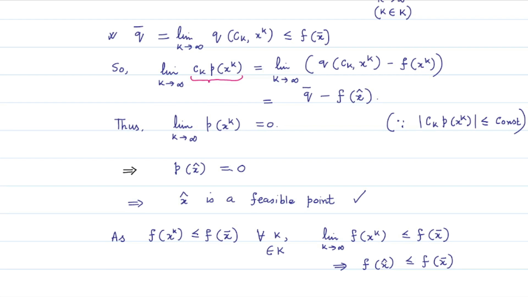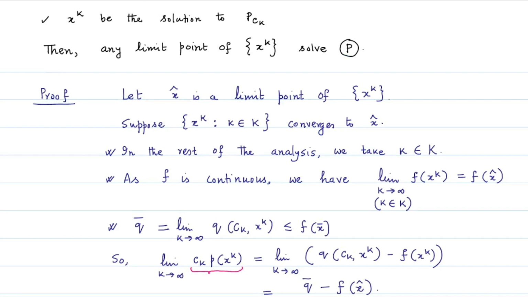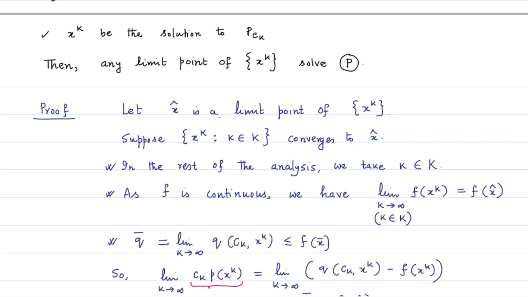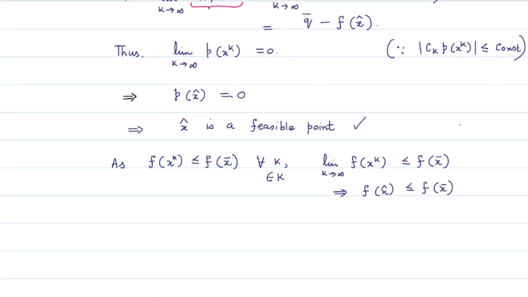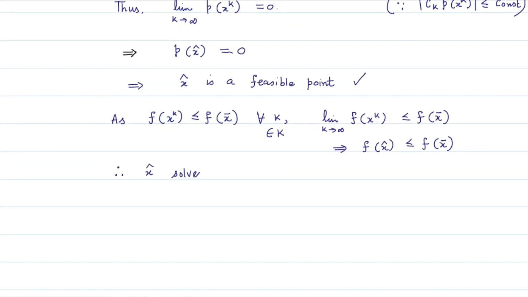And that is precisely what we wanted to prove: that you start with x hat as a limit point, and you end up with x hat solving the problem capital P. And that was your conclusion in this penalty convergence theorem. So the result is proved, that any limit point of x_k is a solution to the constrained problem capital P.